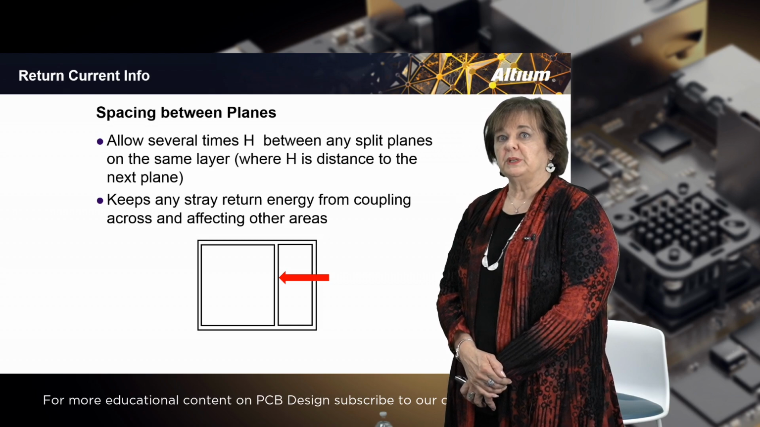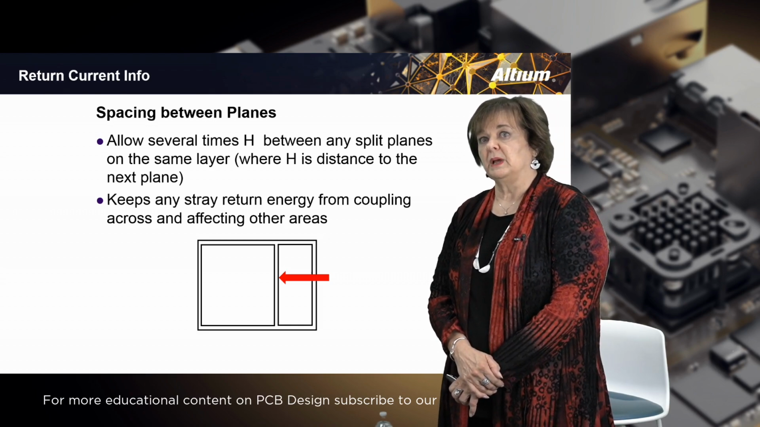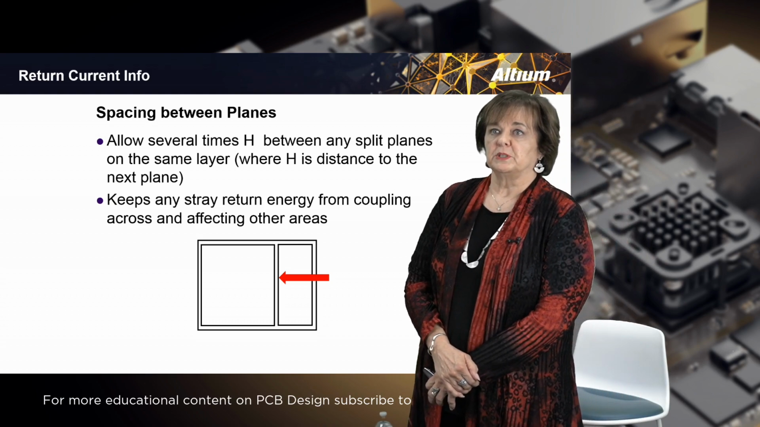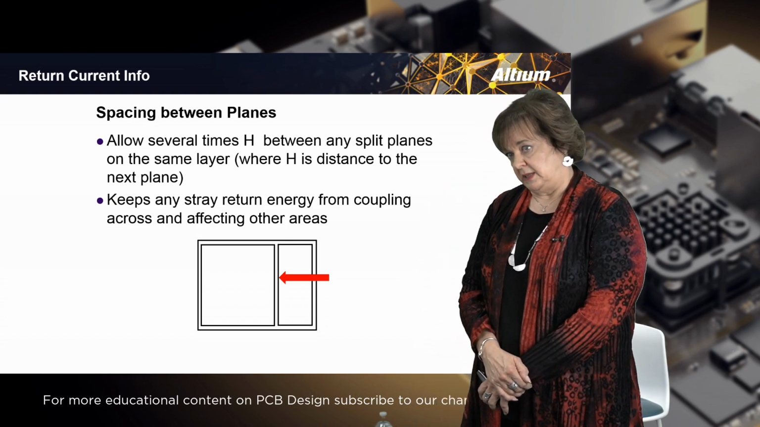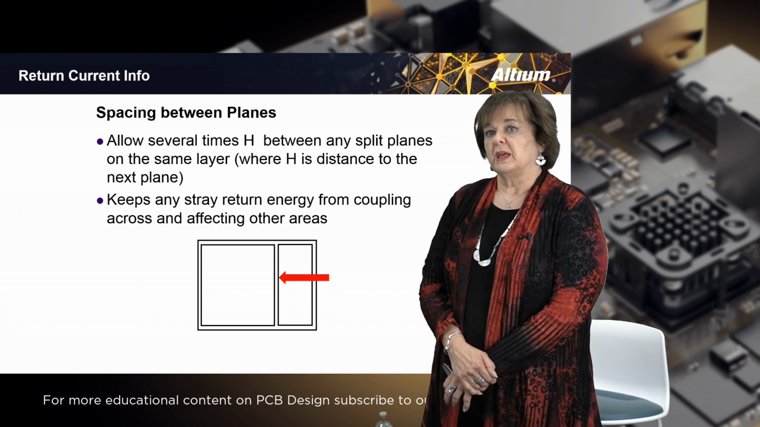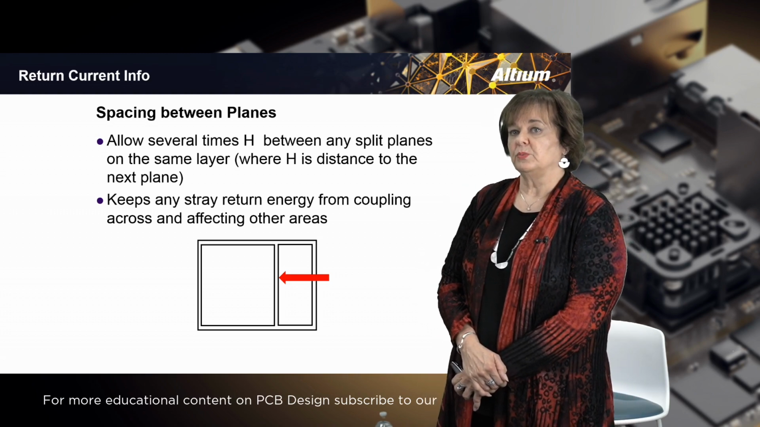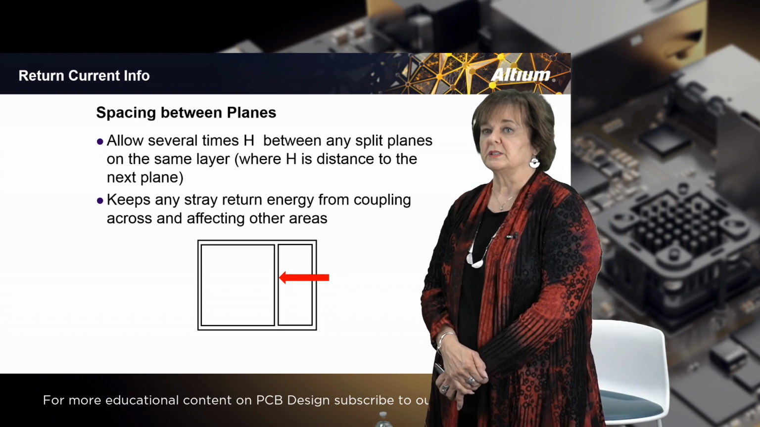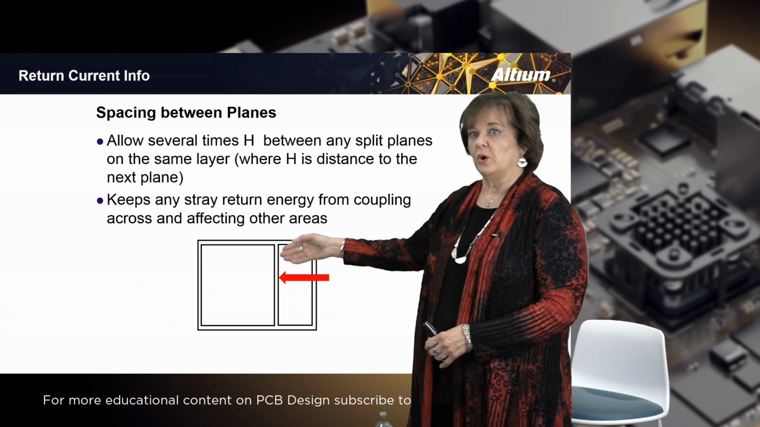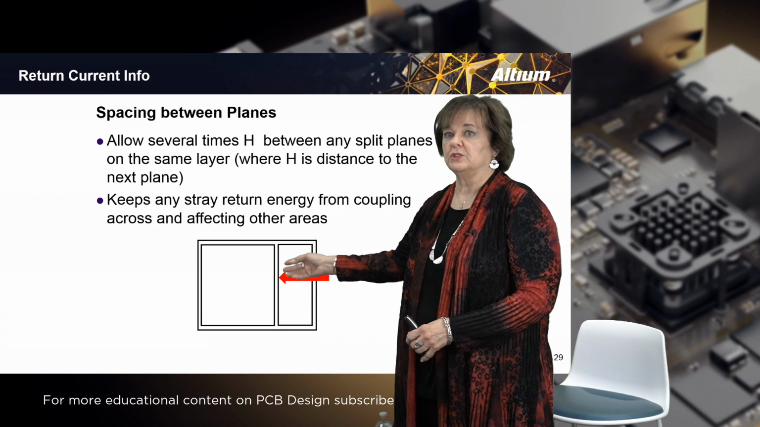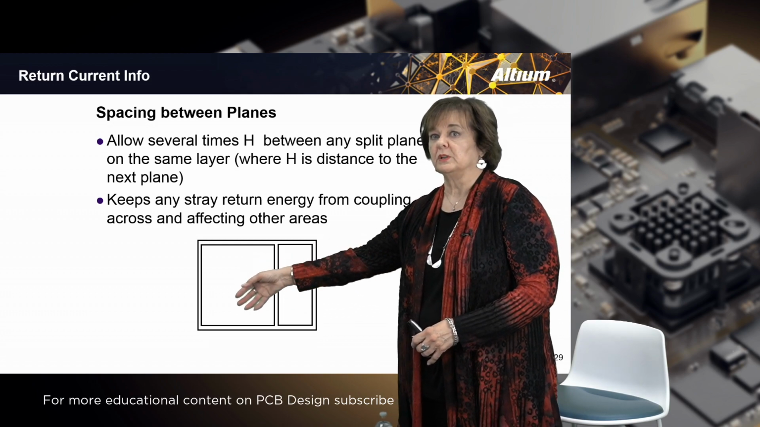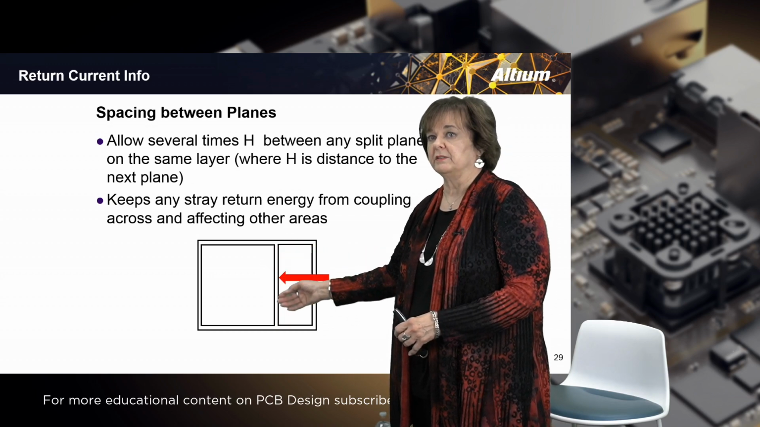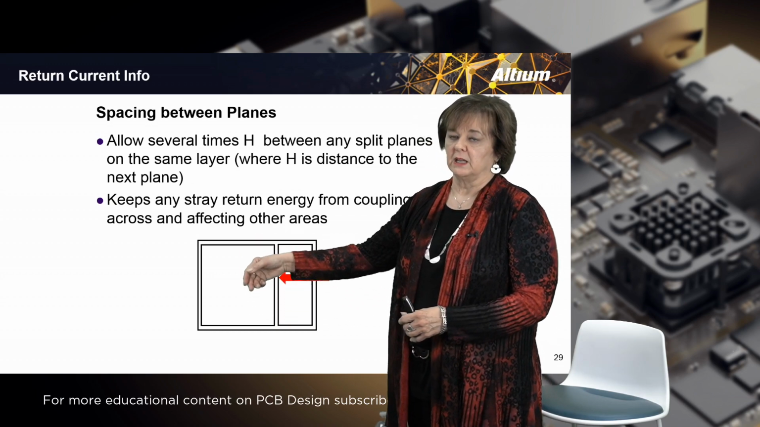The spacing between the planes should allow for several times h, where h is the distance between the plane and the next plane down. That will keep the energy contained within that area. It keeps any stray energy from trying to couple across that opening. We don't want any energy that's in here to couple across to here. So we have to keep an opening that's wide enough here so that energy cannot couple across.